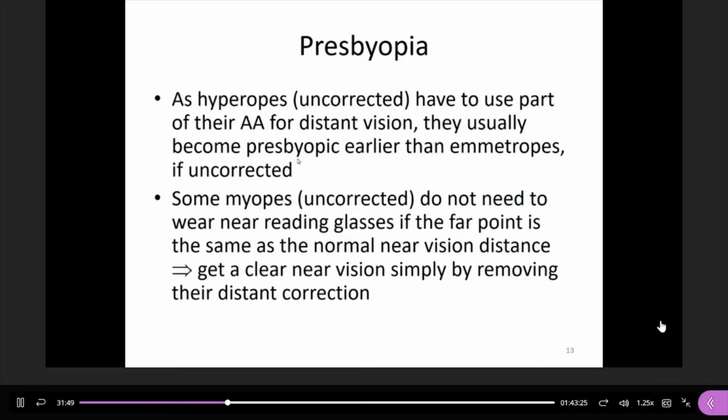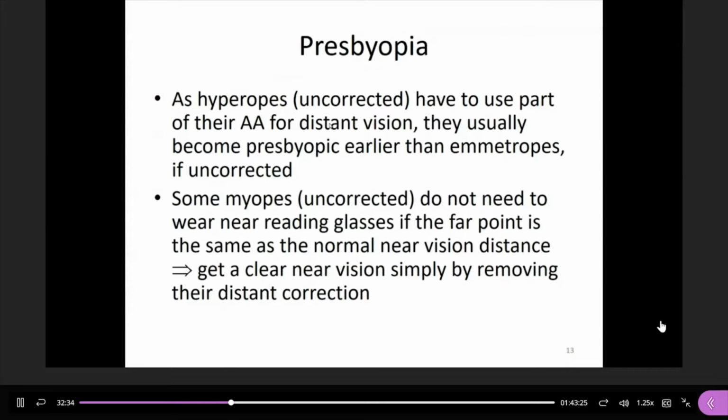For that reason, if you have hyperopia, you probably don't need a spectacle, because when you increase your accommodation, you can have sharp vision. People who don't go to see an optometrist or ophthalmologist may not even know that they have hyperopia. In that case, they may develop presbyopia earlier than others if not corrected. The reason is that they already use part of the accommodation to compensate for the distant vision, and that's why they don't have much accommodation left for the near vision.